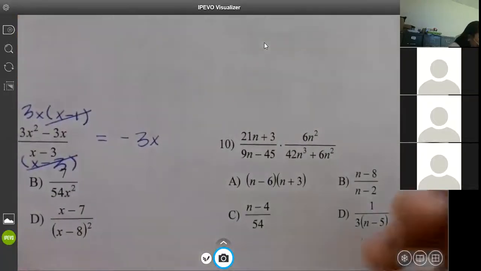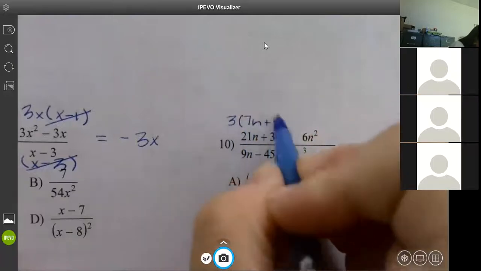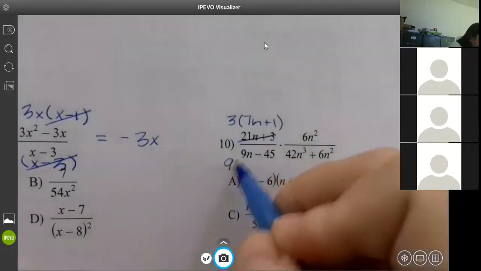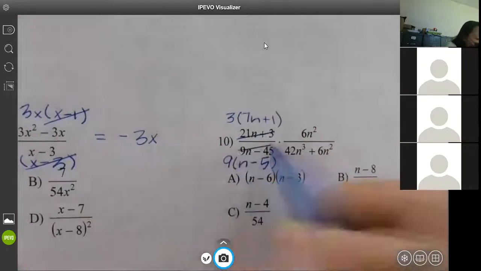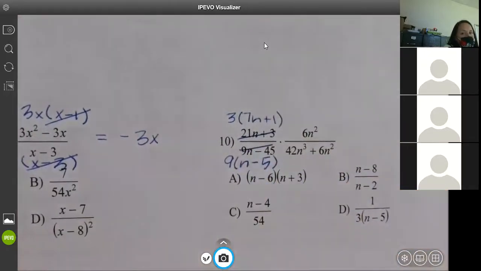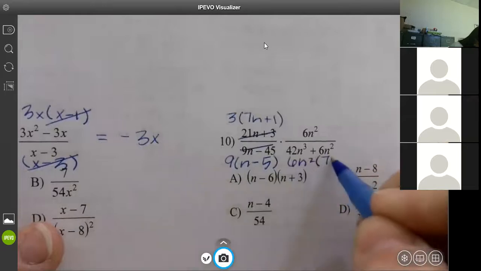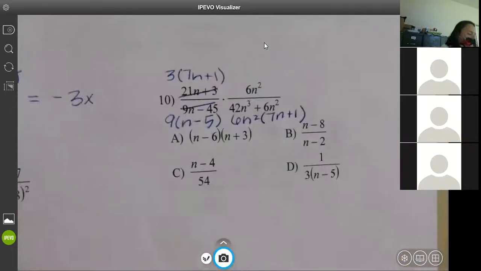What can I take out of the first one? 9n minus 45. Perfect. The 6n squared won't reduce. What about 42n cubed plus 6n squared? What can I mark out?